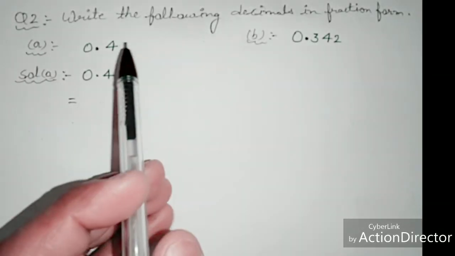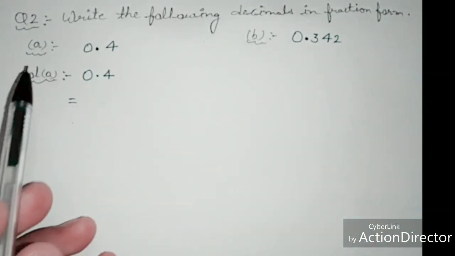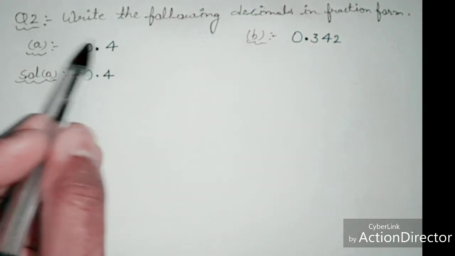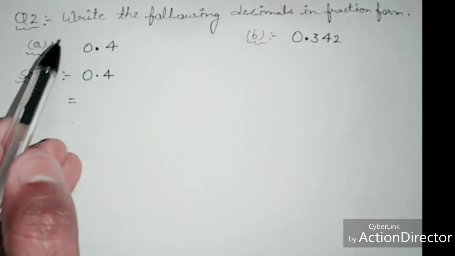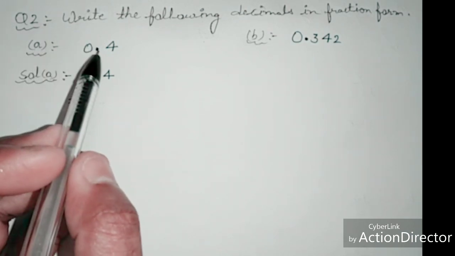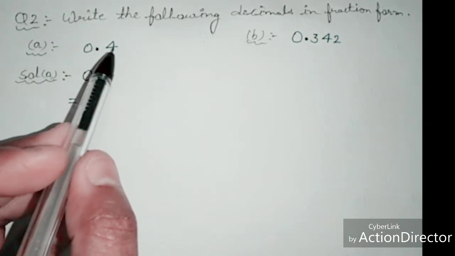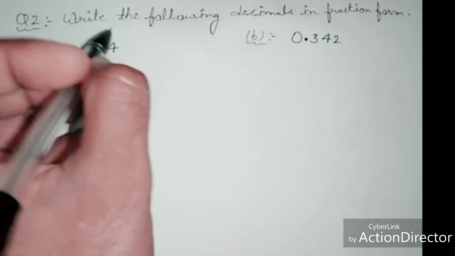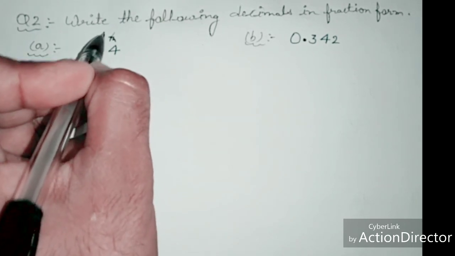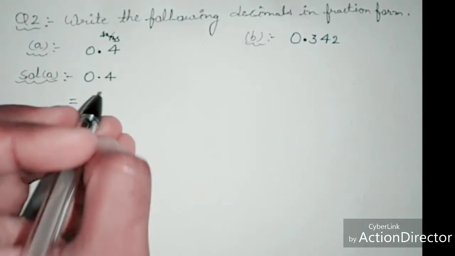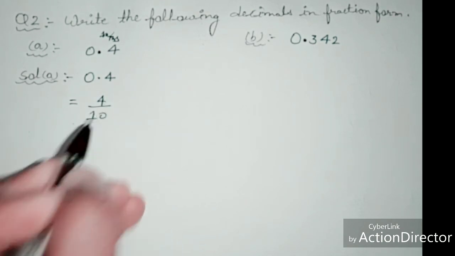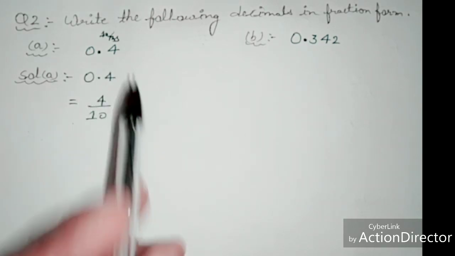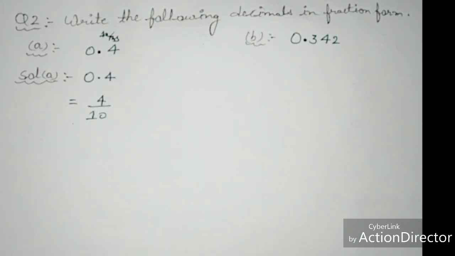Here example number 2, write the following decimals in fraction form. Example number A, 0.4. Before the decimal, in the whole part, we read ones, tens, hundreds, thousands, and in the place values in decimals, after the decimal on the right hand side, we read tenths, hundredths and thousandths. So here this 4 is in the tenths place, so we write 4 upon 10. So we say that the fraction form of 0.4 is 4 upon 10.